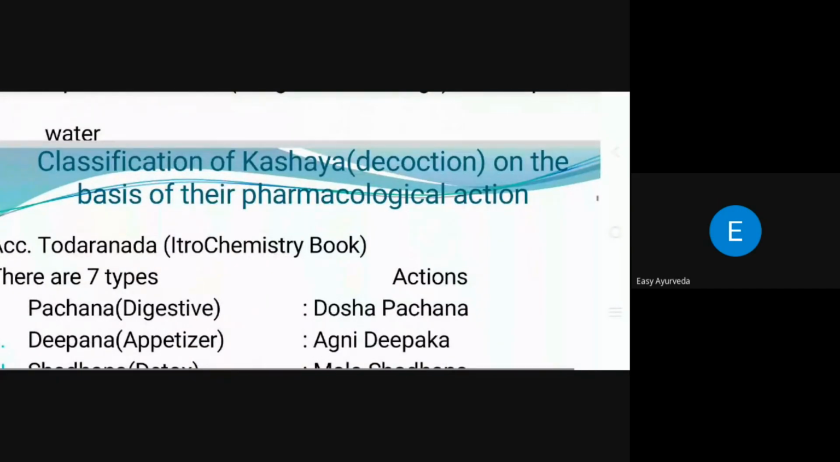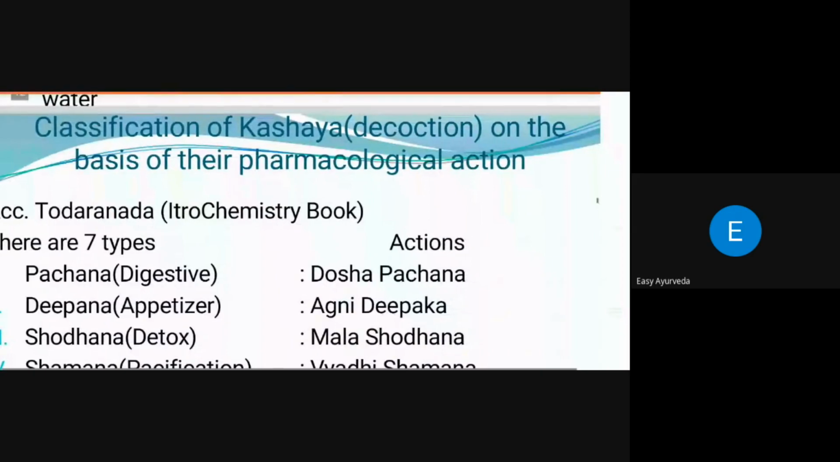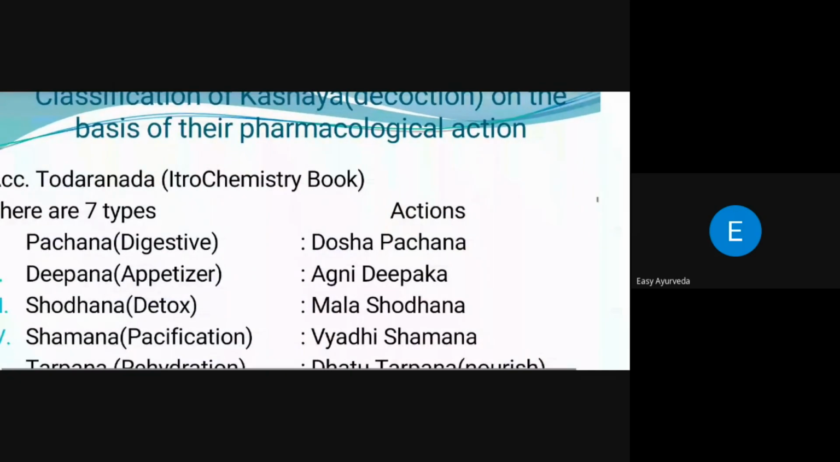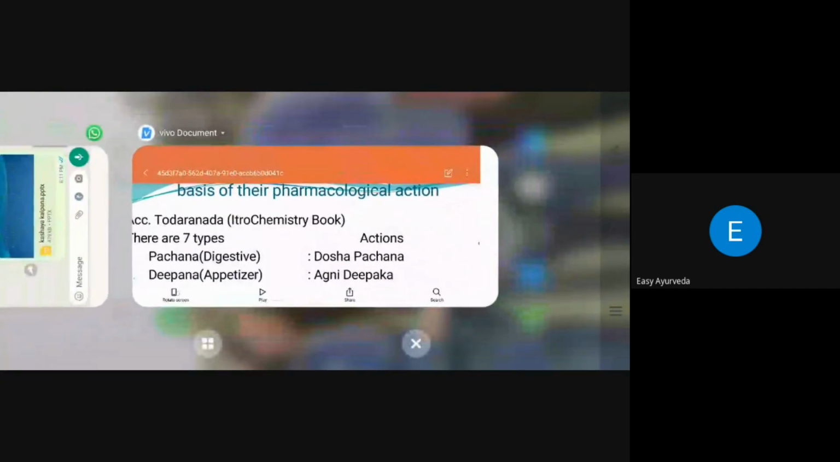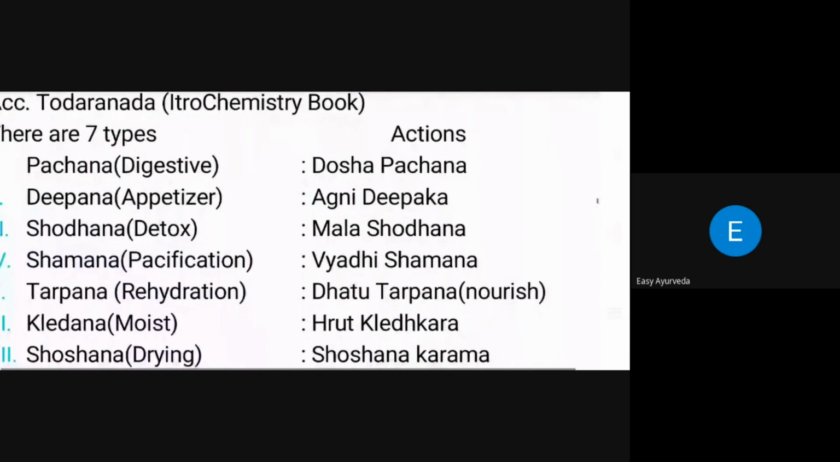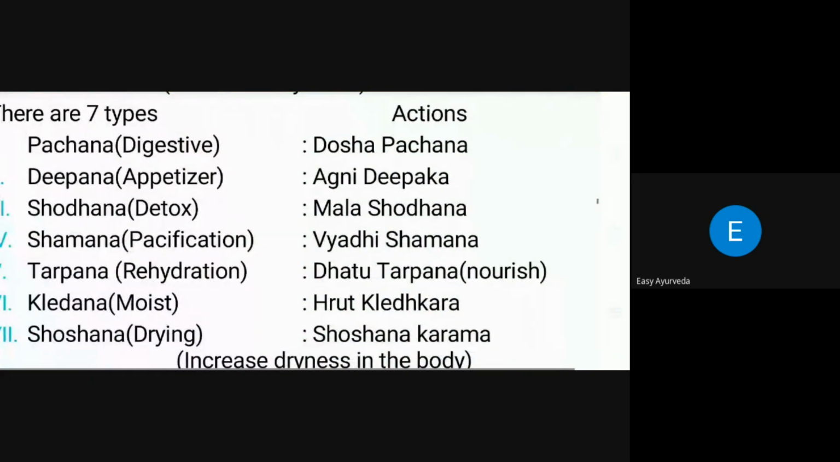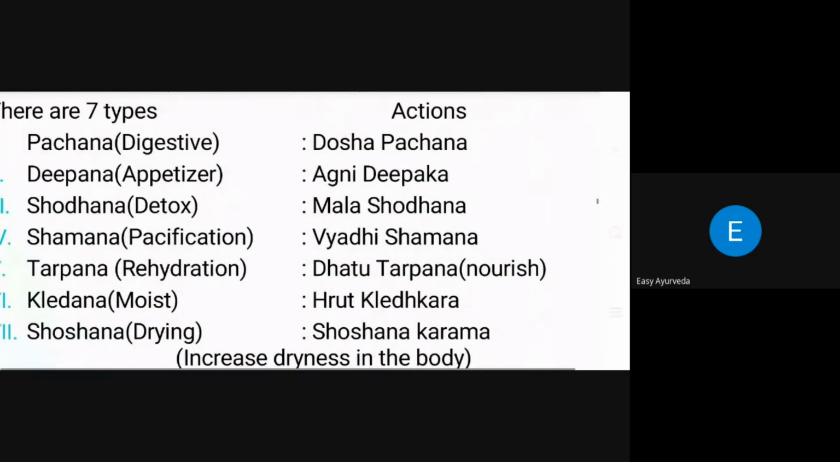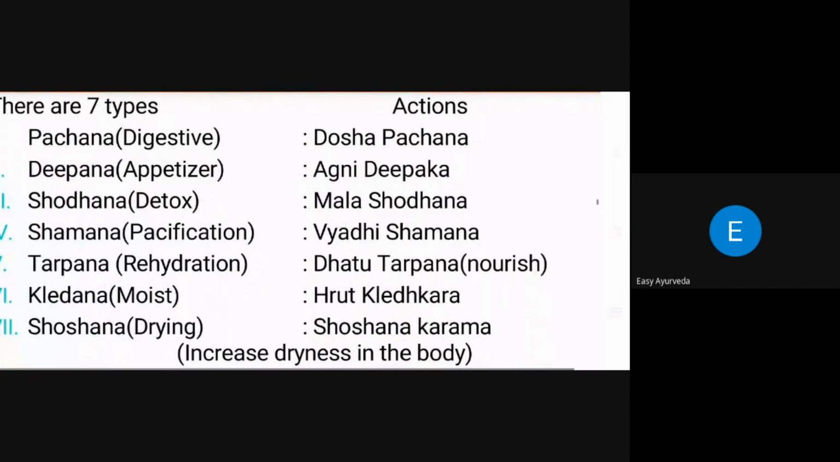Now, the major topic to be seen here is the classification of kashayas on the basis of their pharmacological actions. How has the classification been done? The Kashaya Kalpanas, according to Acharya Todarananda, are of 7 types. One is Pachana Kashaya, the digestive decoctions. Deepana Kashaya, appetizers. Shodhana Kashaya, detoxification kashayas. Shamana, pacifications. Tarpana, rehydration or nourishment decoctions.